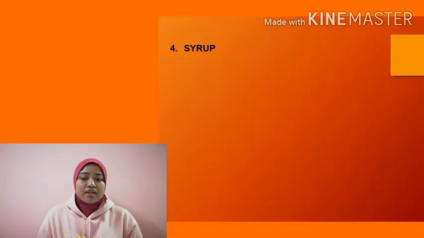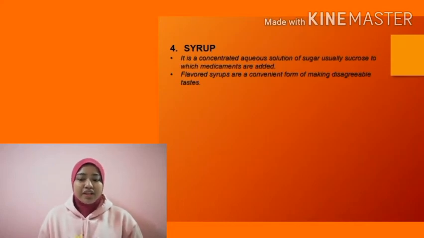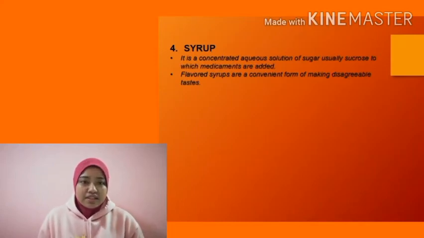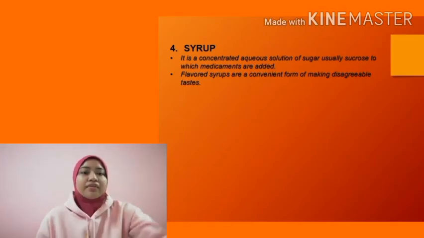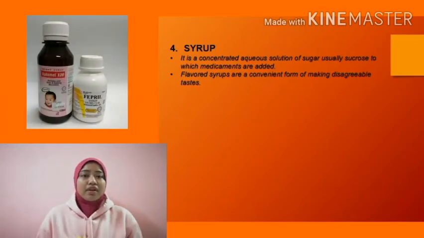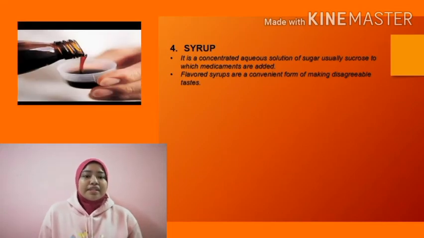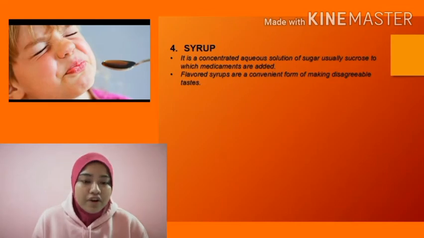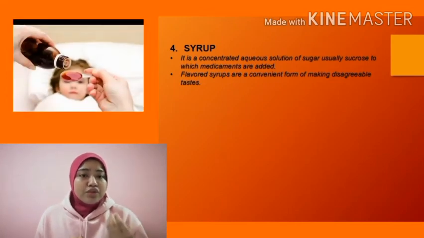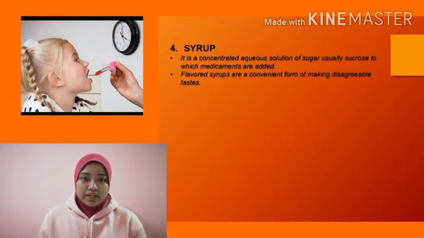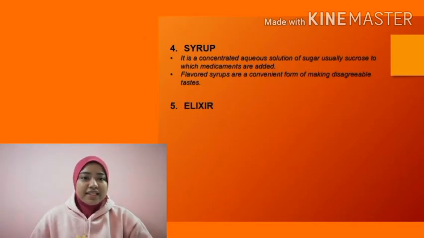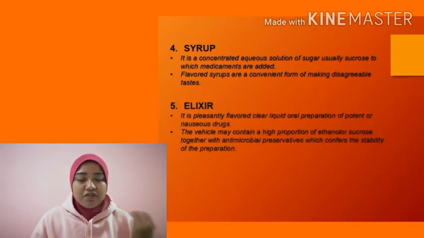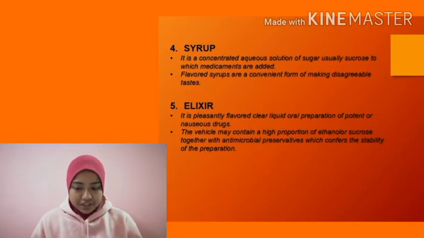Okay, number 4, syrup. It is a concentrated solution of sugars, actually sucrose, to which medicaments are added. This is syrup. For example, syrup for fever medicine and cough medicine for children. It is only for children, suitable for children. Okay, number 5, elixir. It is basically a flavored clear oral preparation containing a nauseous drug.